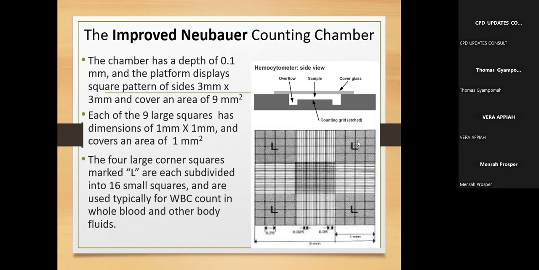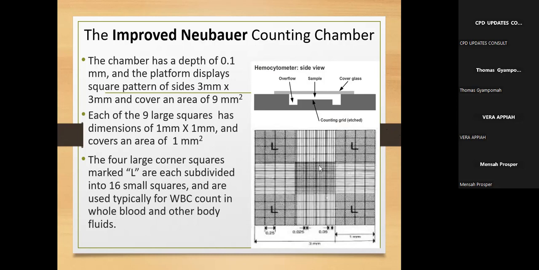You don't need the calculation for anything. The calculation you need is this larger area, which is 1 millimeter square. You're going to work on that. If you come here, this space has been divided into 25 squares. Okay.